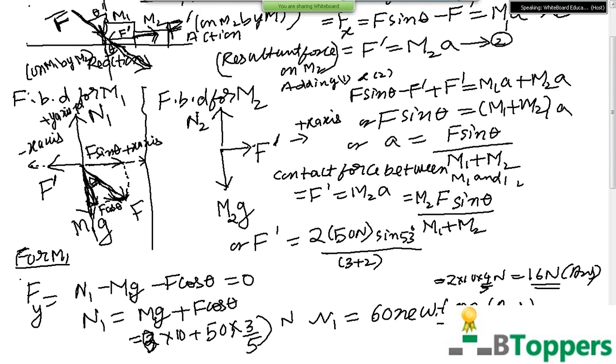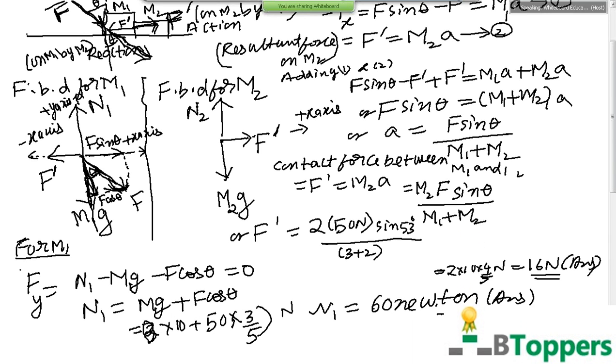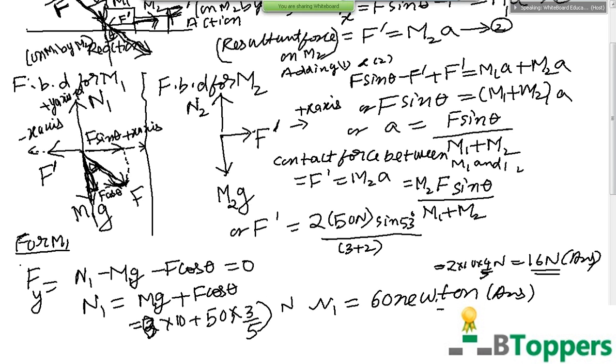So for the first part of the question, you get 16 newton as the answer. That is the magnitude of the contact force between M1 and M2. For the second part of the question, the magnitude of the contact force between M1 and the floor is 60 newton.